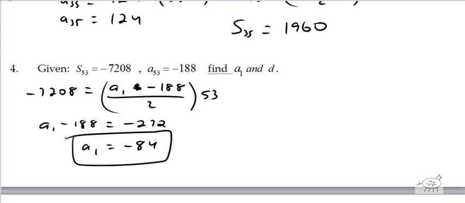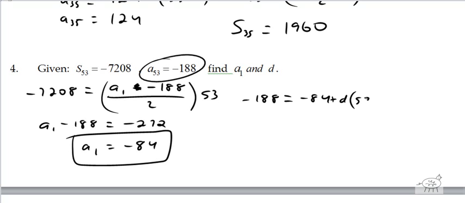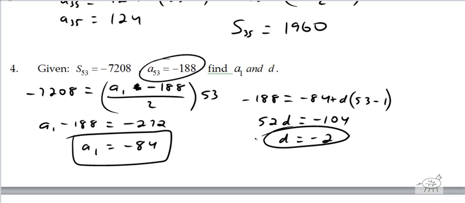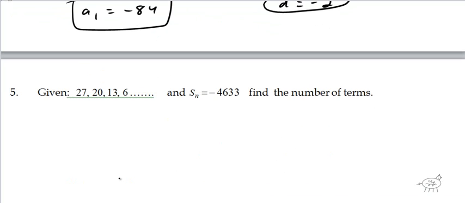And then I want to find d. That's pretty easy now, because I have a sub 53 and I have a sub 1. So I just plug it in and find the value of d. I get negative 188 equals negative 84 plus d times 53 minus 1. So I get 52d is equal to negative 104. So d comes out to be negative 2. Not bad.